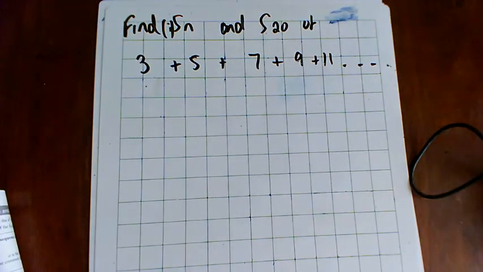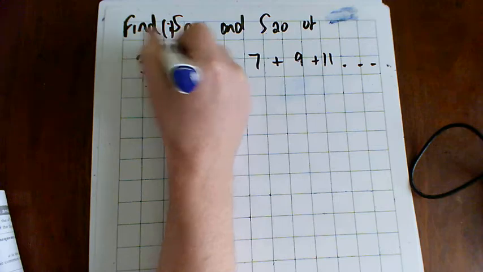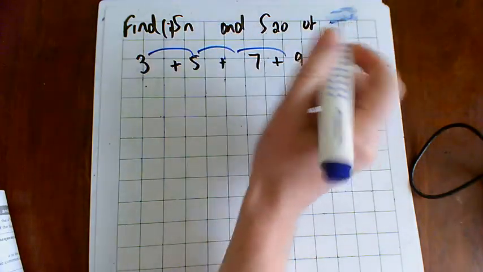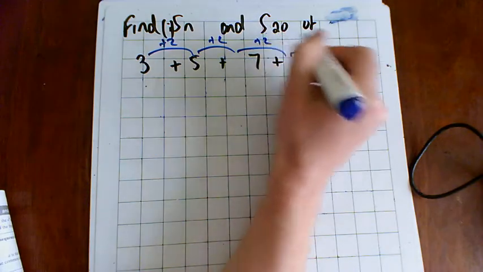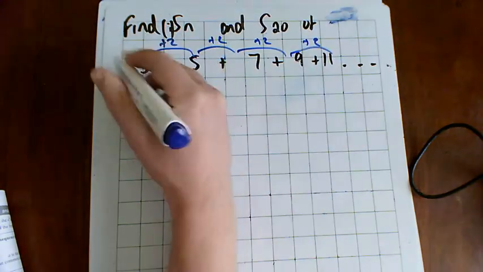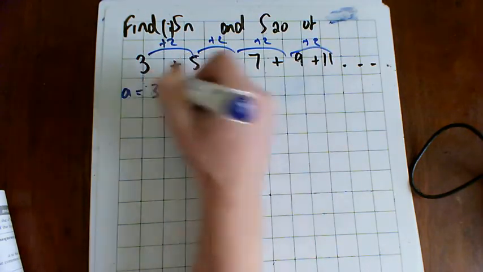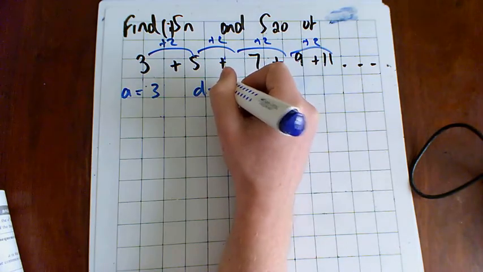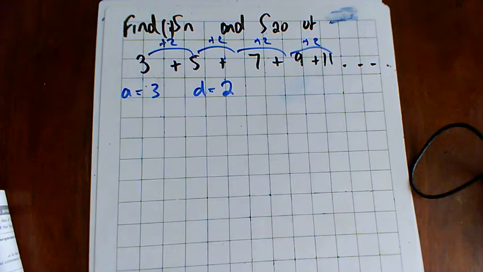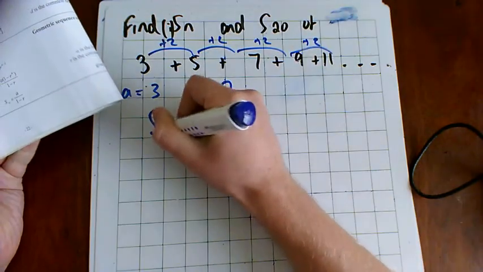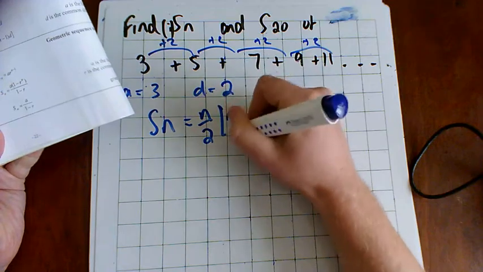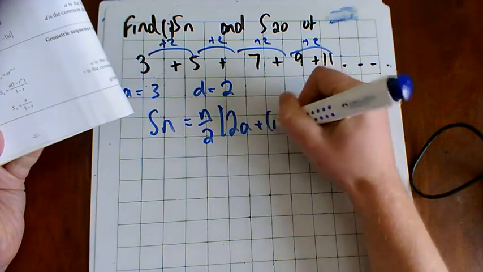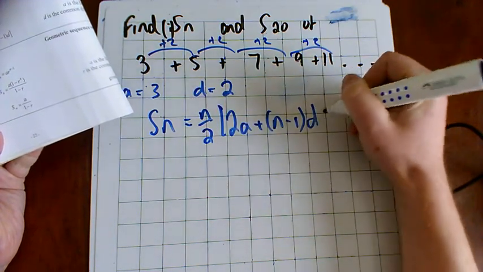Alright, so what we do is we still need A. So we look for the first term and the common difference. This is arithmetic. It's going up by the same amount. It's plus 2. A is 3. D is 2. Plus 2. Okay, we go to our maths tables and we know that Sn is equal to n over 2 times 2a plus n minus 1 d.